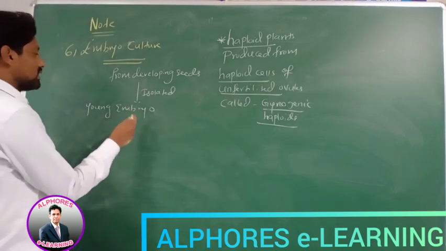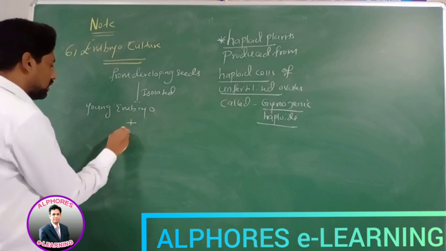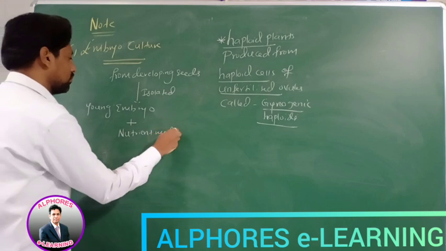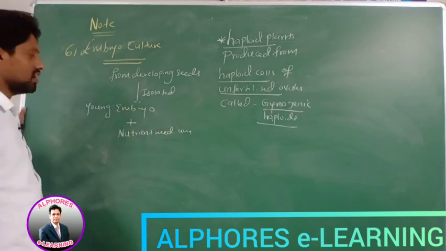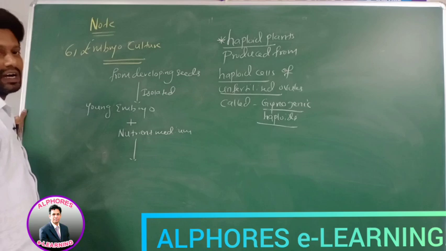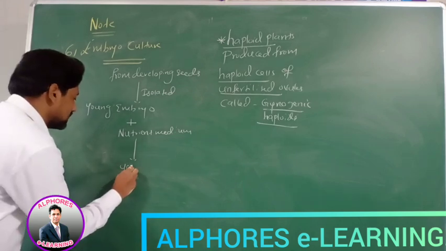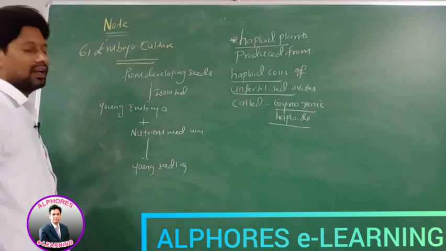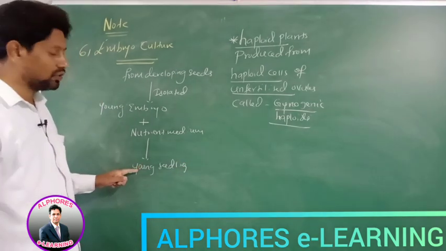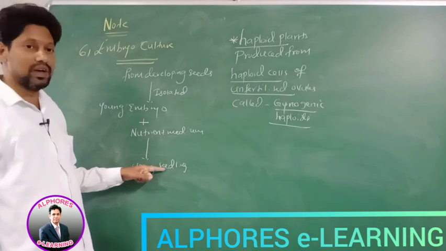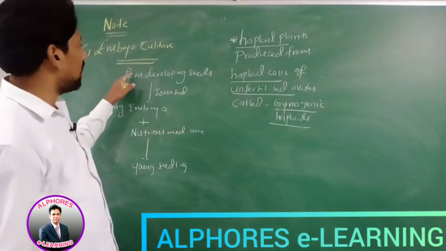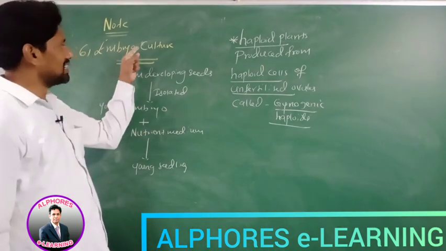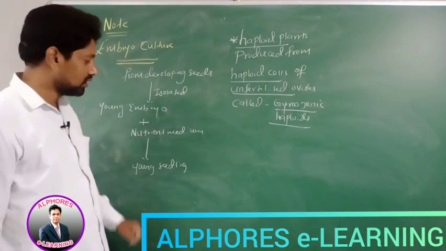This isolated young embryo, when grown on a nutrient medium, produces a young seedling. Therefore, a young seedling is produced when the young embryo of a developing seed is grown on a nutrient medium. This culture is called embryo culture. Is this statement okay? Right.